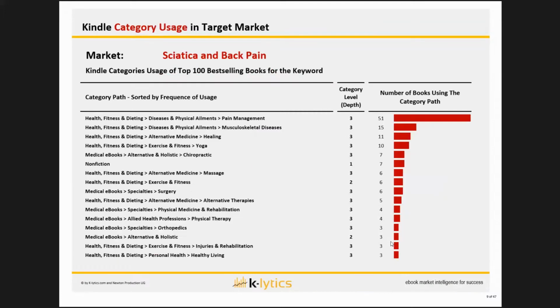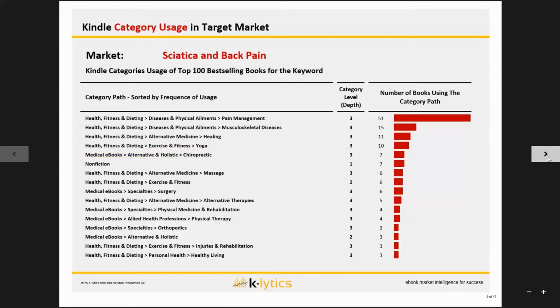Then we look in the research at the positioning of the book, what Kindle categories are currently being used by the best-selling books in the category. You see here most of the authors and publishers position their book in the top one, the category health, fitness, dieting, diseases, physical ailment, and pain management, followed by people who put it into the disease category, and then healing, and then you also find some yoga and chiropractic related book categories in here.